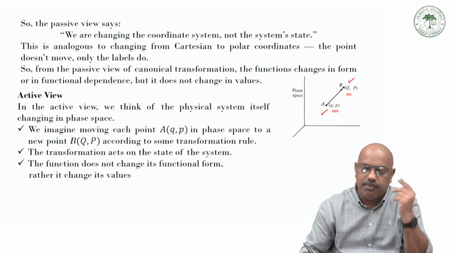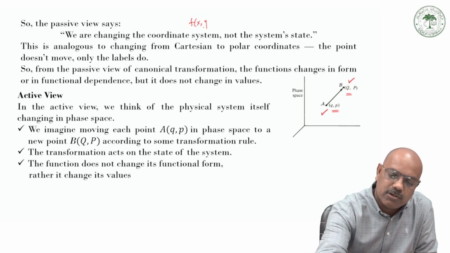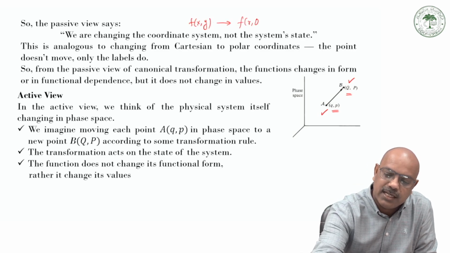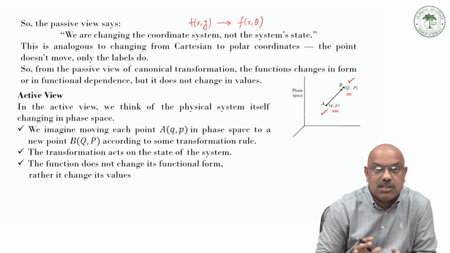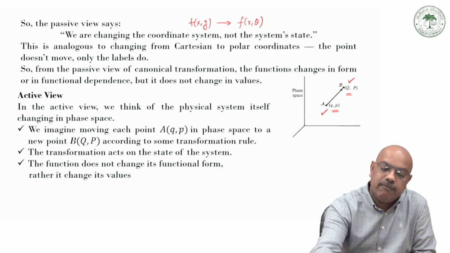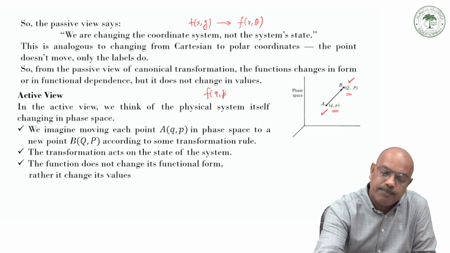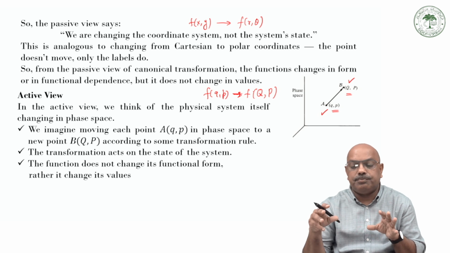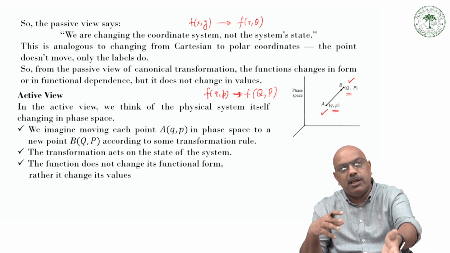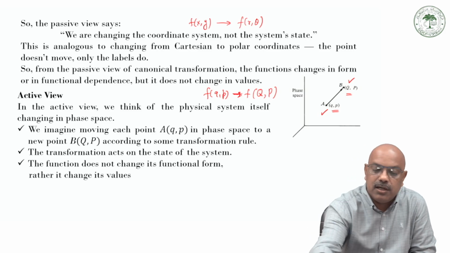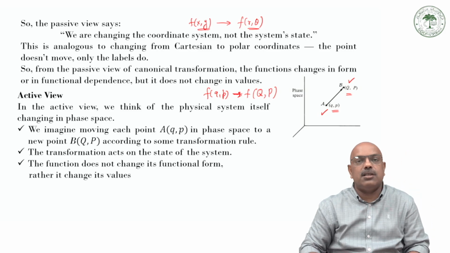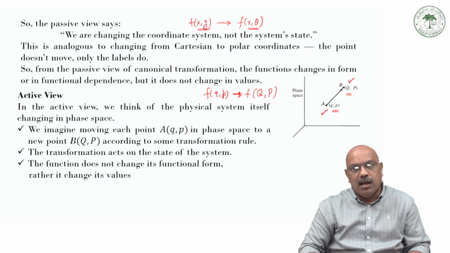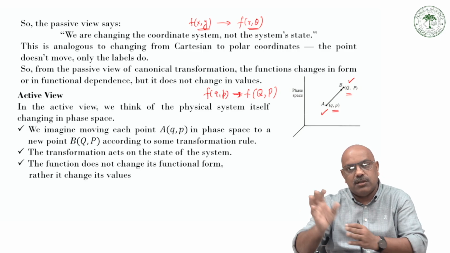Okay, so earlier in the passive view, your function in terms of x, y changes to a function in terms of r and theta, but the value does not change because the system configuration is not going to change. But in the active view, you have q, p, and this function is changing in terms of q, p. So the form of the function changes, because the system is actually changing its configuration in the same phase space, whereas in the passive view only the coordinates have been changed. Okay, so this is the viewpoint of the active transformation or the passive transformation.